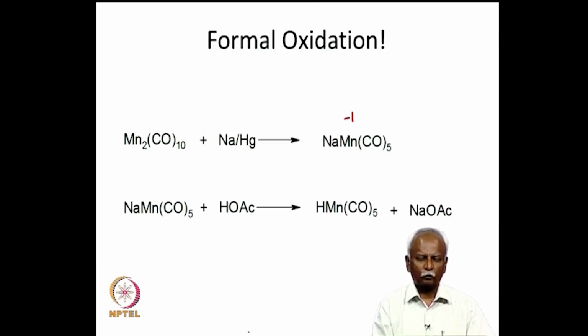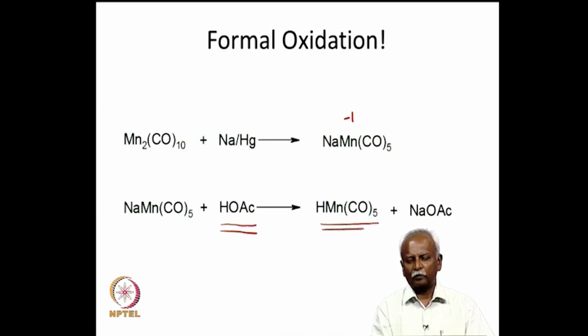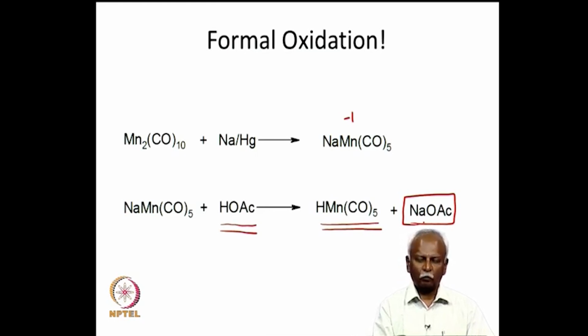So, this stable molecule now reacts with a proton, and that proton is coming from acetic acid. The proton is transferred to manganese and HMn(CO)5 results, the same HMn(CO)5 which we encountered in the reaction with hydrogen. In the course of this reaction, sodium acetate will of course be extruded. Now, HMn(CO)5 again has a formal oxidation state of +1, and so you have changed the oxidation state in this process by 2 units.